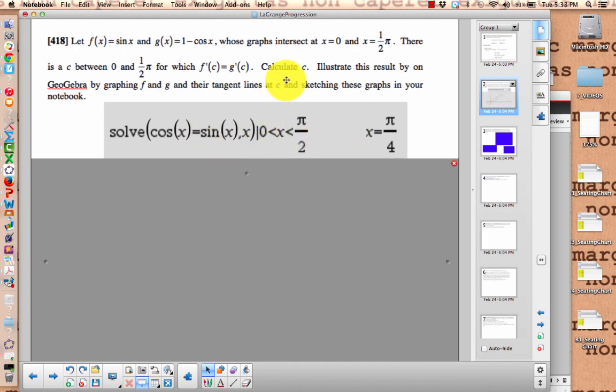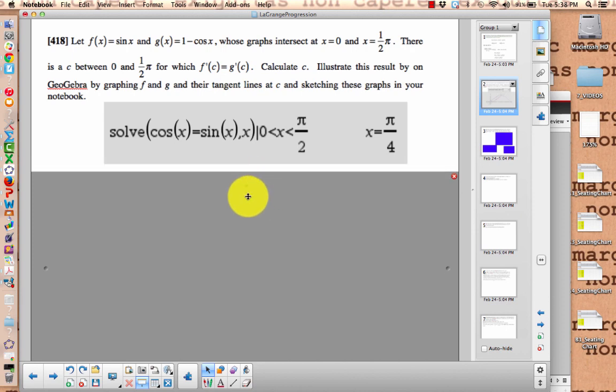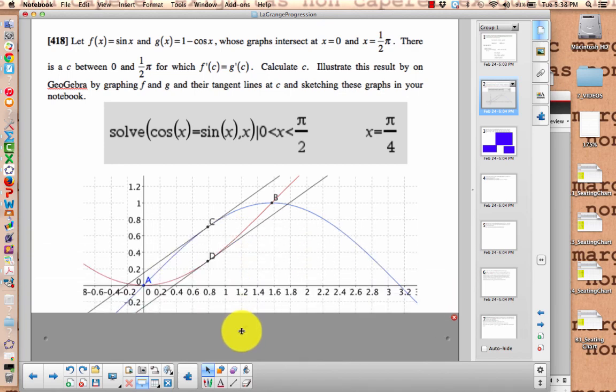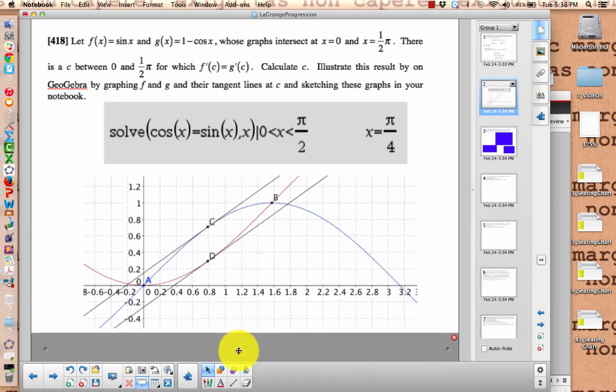So this is saying that pi over 4 is the number where the derivatives of g and f are equal. Illustrate this result on GeoGebra by graphing f and g and their tangent lines at c, and then sketch these graphs in your notebook. Here's what we're looking at. The red curve is 1 minus cosine x. The blue curve is sine x.